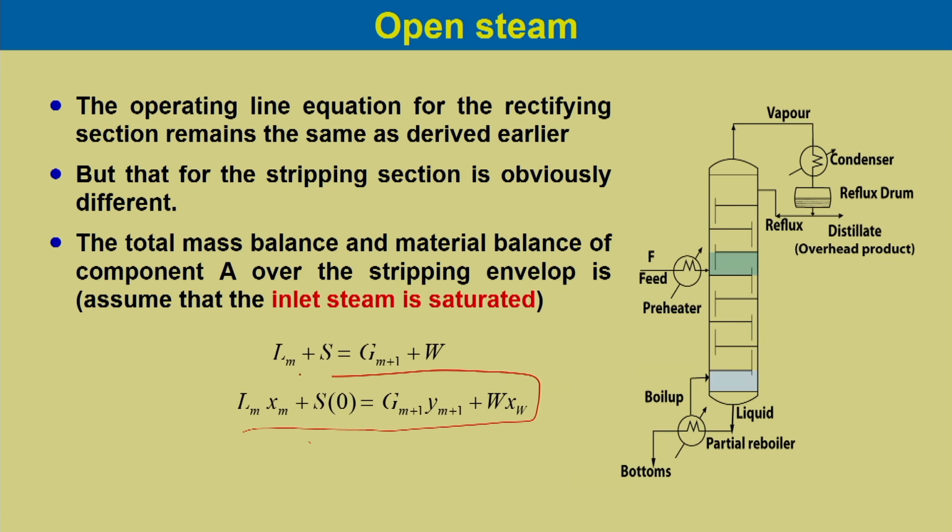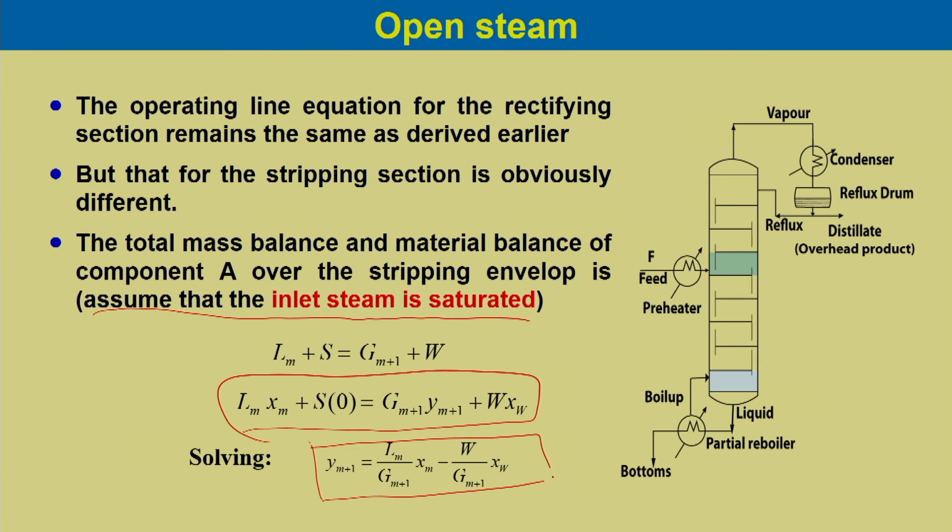Each term has its usual significance as we discussed before, and we assume that the inlet steam is saturated. So, if we solve this, it would give us Ym plus 1 equal to Lm by Gm plus 1 into Xm minus W by Gm plus 1 into xW. So, this is the stripping section operating line.